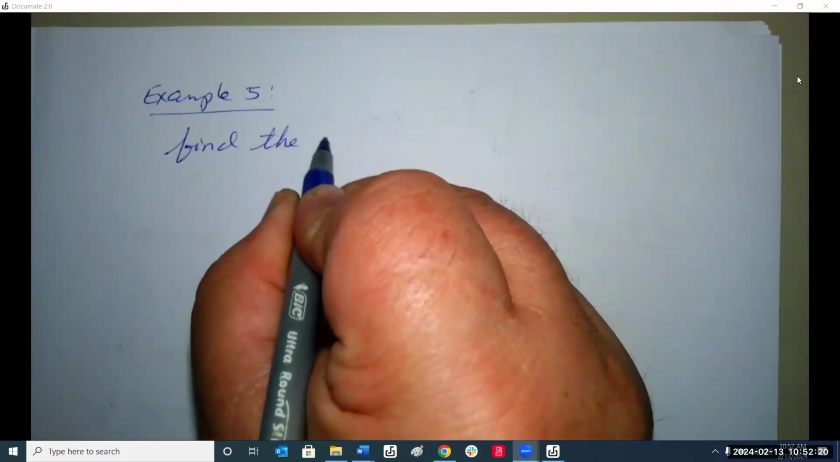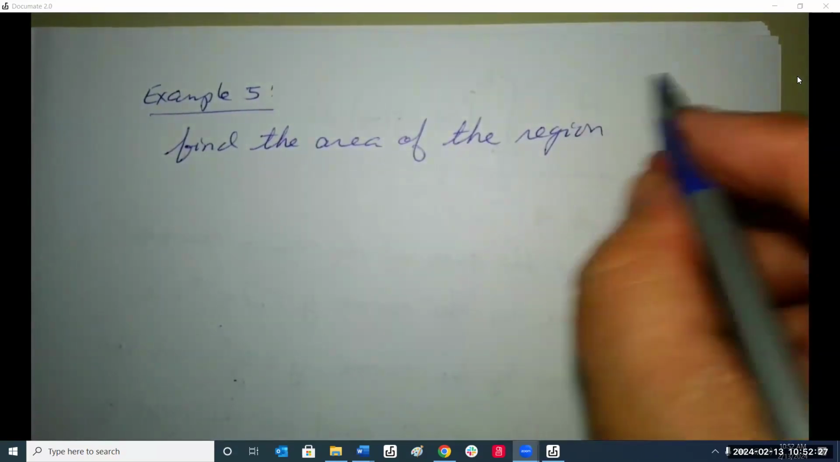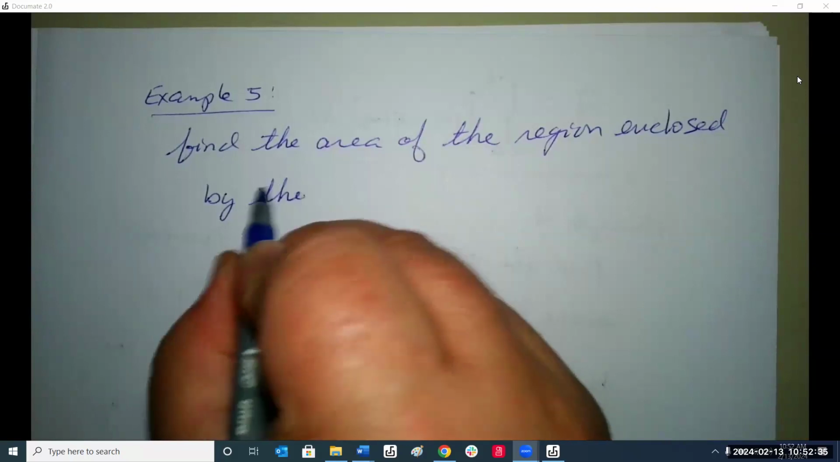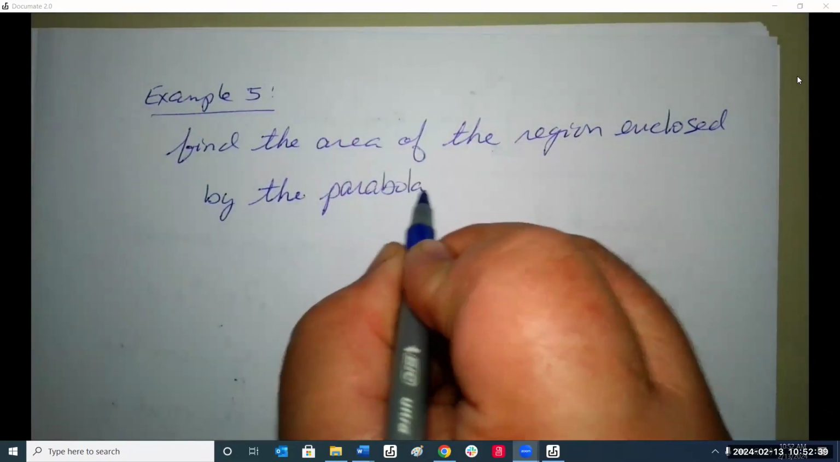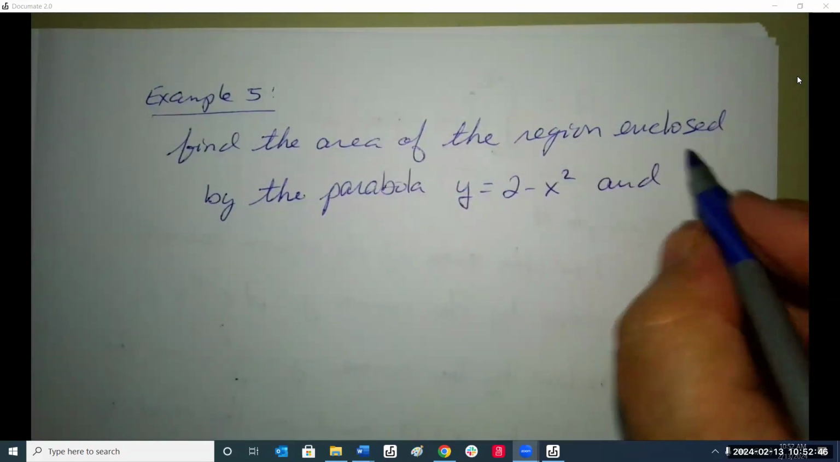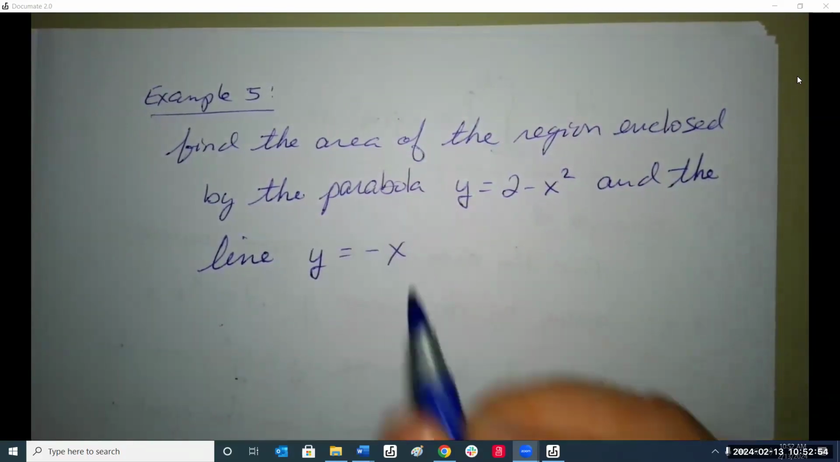All right, let's move on to the next one. Example 5. Find the area of the region enclosed by the parabola y equals 2 minus x squared and the line y equals negative x.